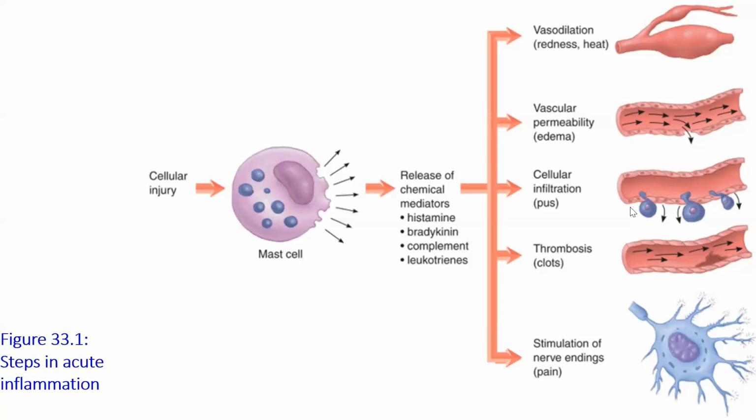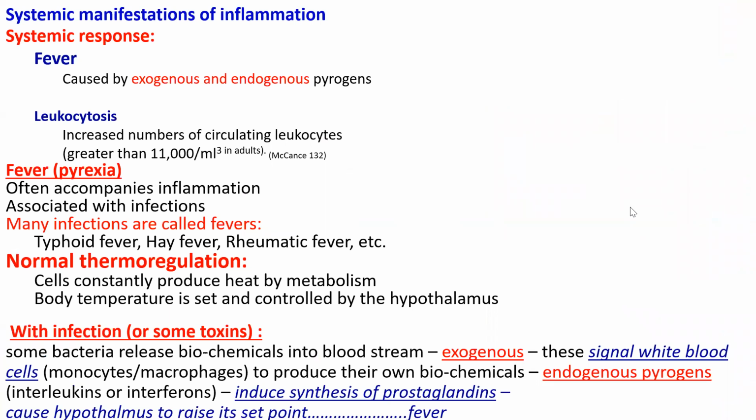In addition, thrombosis will result in clot formation, and pain results from the stimulation of the nerve endings by these chemical mediators. The systemic responses to the inflammation include the fever, which is usually caused by exogenous and endogenous pyrogens. So anytime you hear pyrogens, it means a substance, molecule, or microorganism or its toxins that is going to elicit the fever response and elevated temperature.